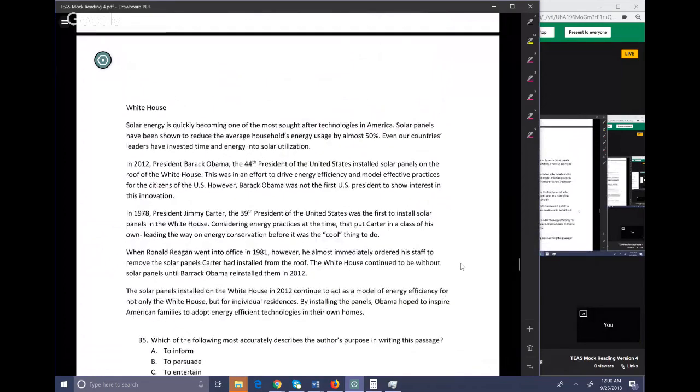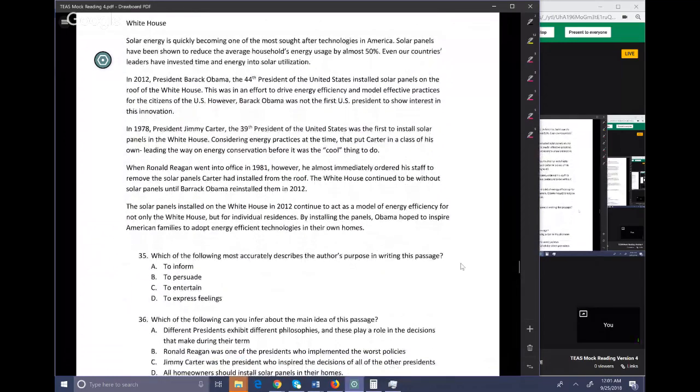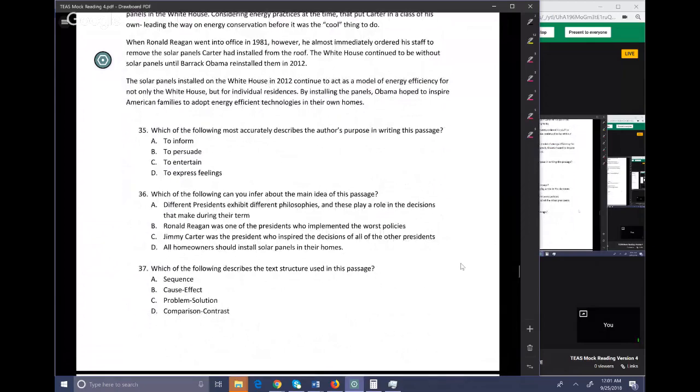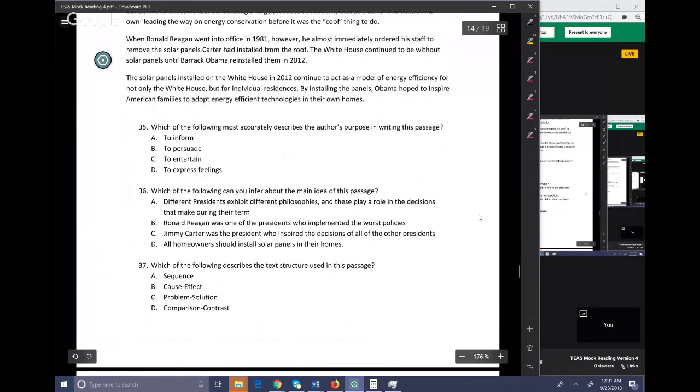35. So this is the White House solar panels essay. I've got several questions here that are in line with what you will see if you get this passage. I'll go through them quickly. 35 is from Reading 2. What is the author's purpose? This would be to inform.